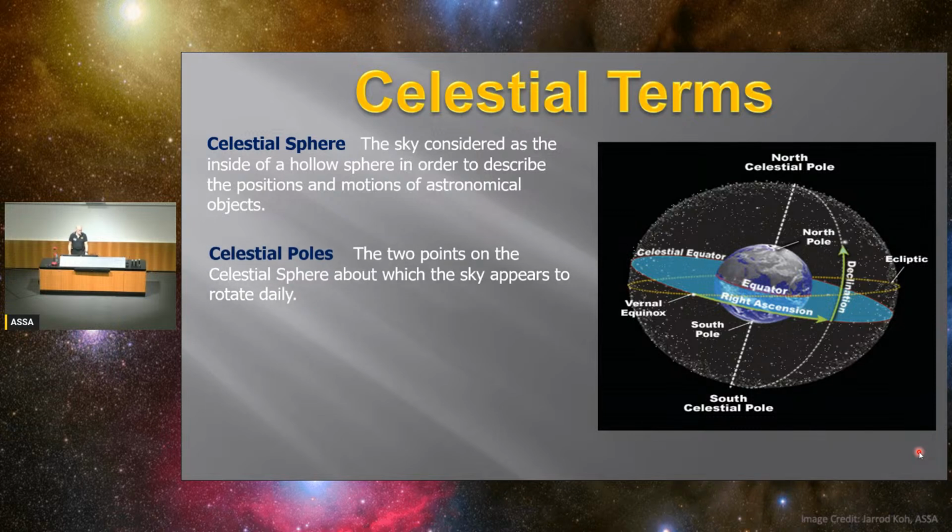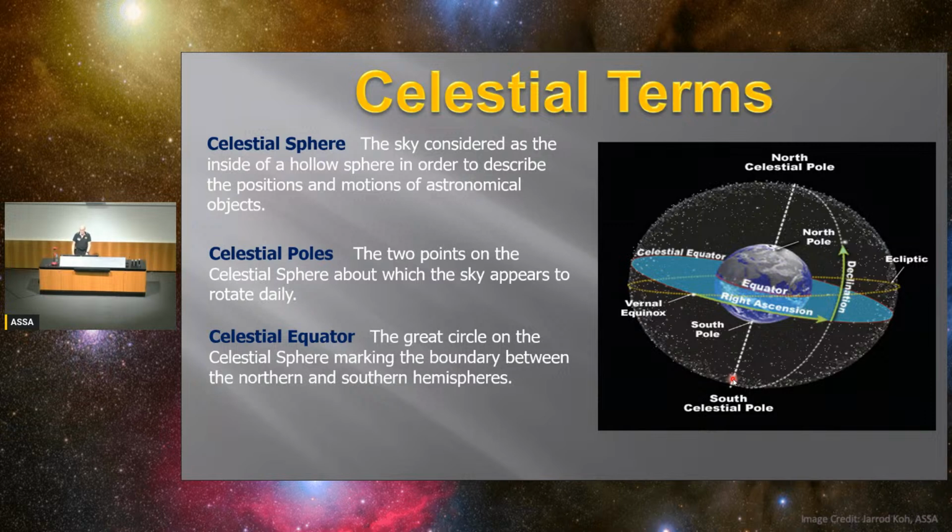Now, the celestial poles, so these are the 2 points on the celestial sphere about which the sky appears to rotate. So they're actually a projection of the poles of the Earth out into space. So if you say the North Pole of the Earth, if you project that into space where it intersects the celestial sphere, that's the North Celestial Pole. Likewise, the South Celestial Pole is a projection of the South Pole of the Earth out onto the celestial sphere.